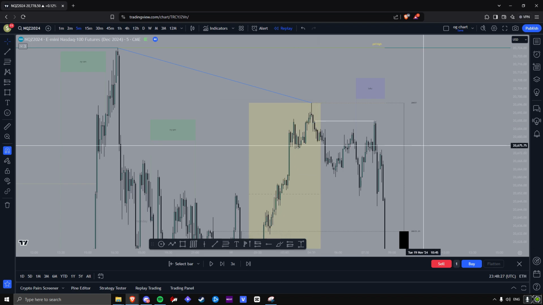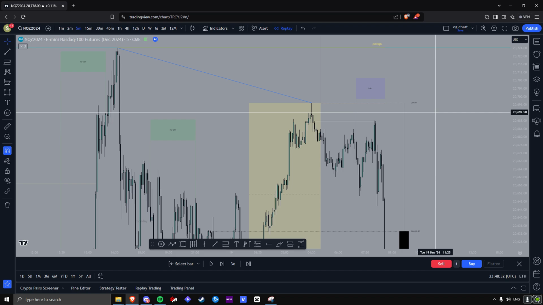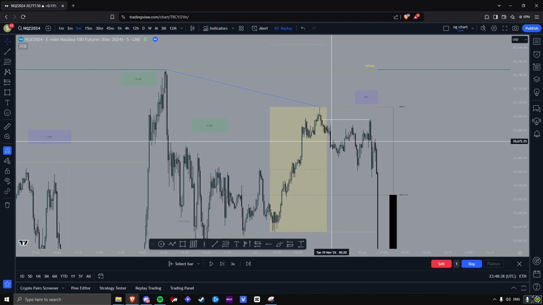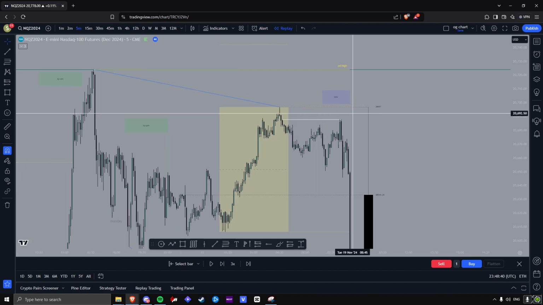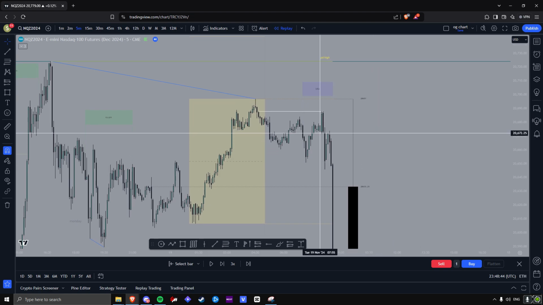And that is fair value. So you can see the price is tapping into fair value, also known as change in state of delivery, right? Which is another core part of this strategy. So typically, let me explain change in state of delivery. Change in state of delivery generally only means literally an order block.